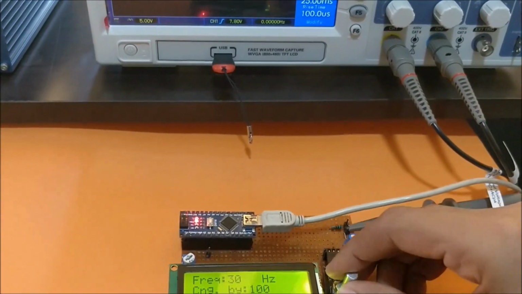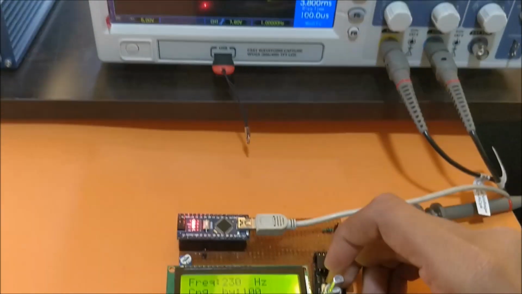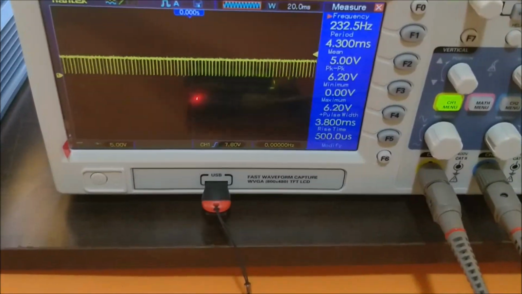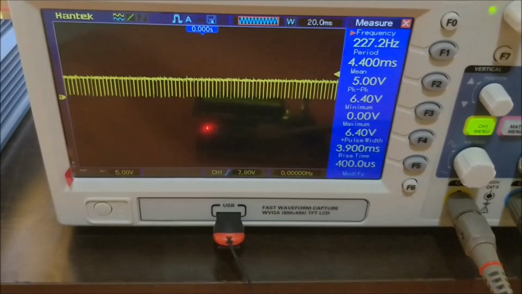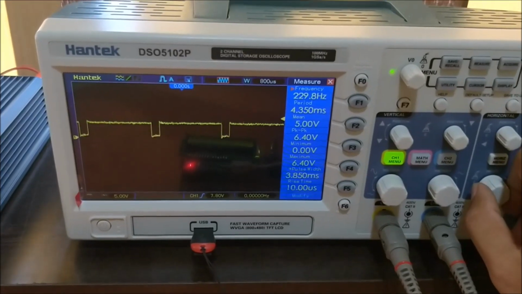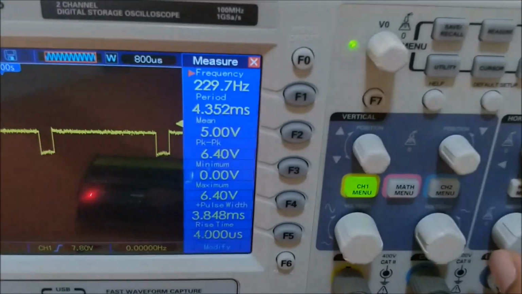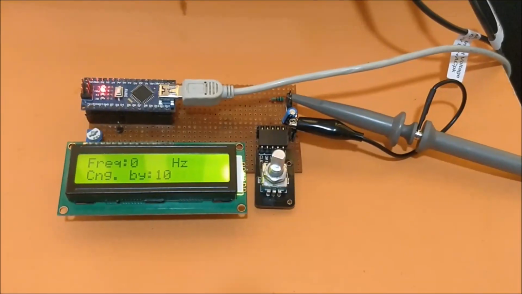Let us try a higher number like 230, and as you can see the frequency is currently 230. Let me change the time division. Okay, here we go, and it measures it to be 230.